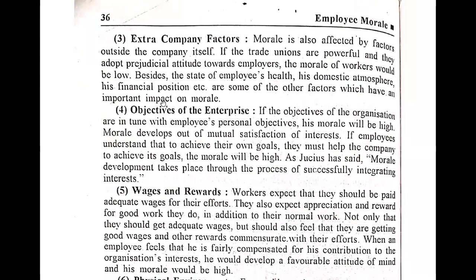Now, guys, we will see the third part: extra company factors. Morale is also affected by factors outside the company itself. If the trade unions are powerful and they adopt a prejudiced attitude towards the employers, the morale of workers would be low. Besides, the state of employees' health, his domestic atmosphere, his financial position, etc., are some of the other factors which have an important impact on the morale.